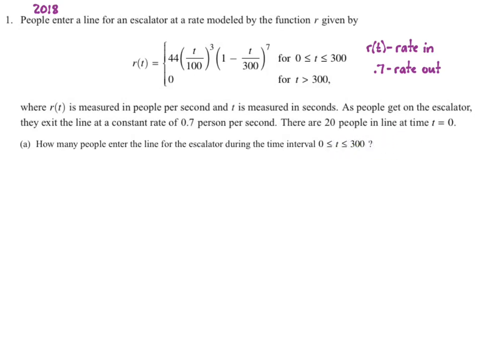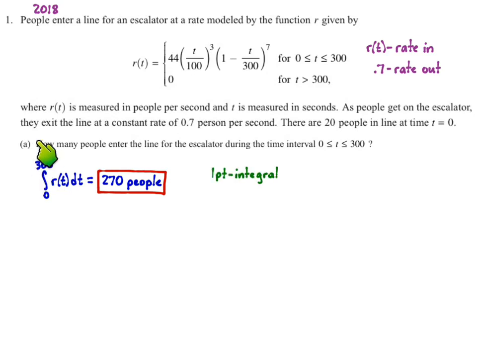Part A, it says how many people enter the line for the escalator during the time interval 0 to 300. So how many people enter the line? Well, that's just going to be the integral of our rate in. So we would say the integral from 0 to 300 of r of t dt. Typing that into our calculator, we would say 270, and the units on that would be people, but you don't have to put units because it didn't indicate that. You're going to get 1 point for the correct integral expression, so 1 point for this, and then 1 point for the correct answer.